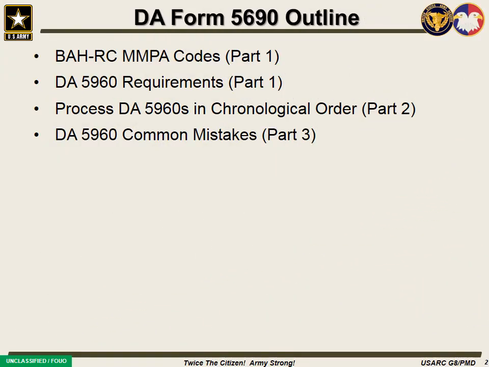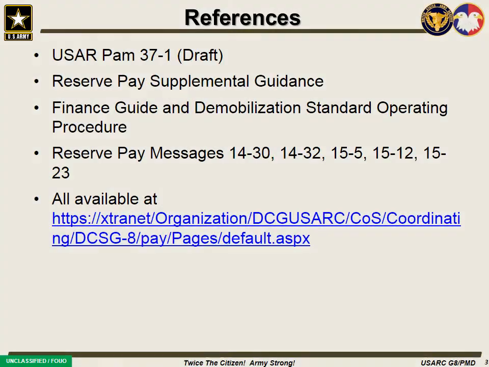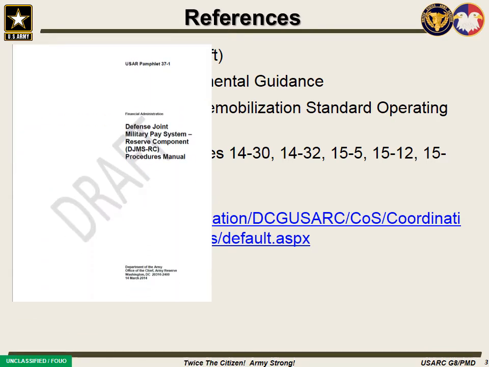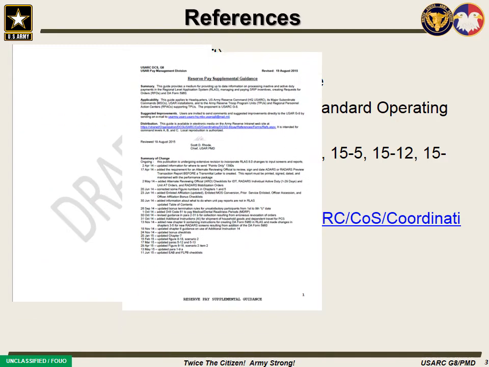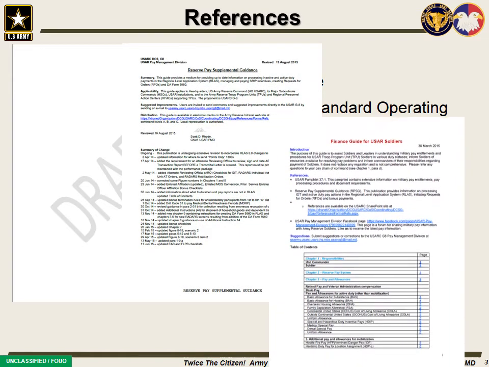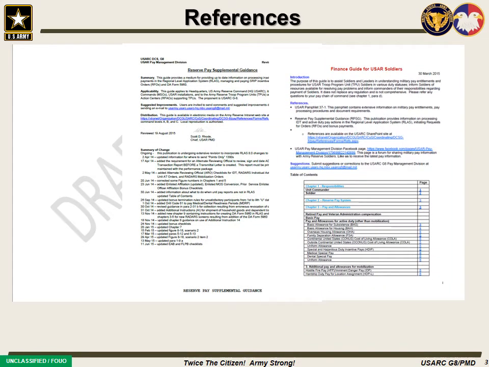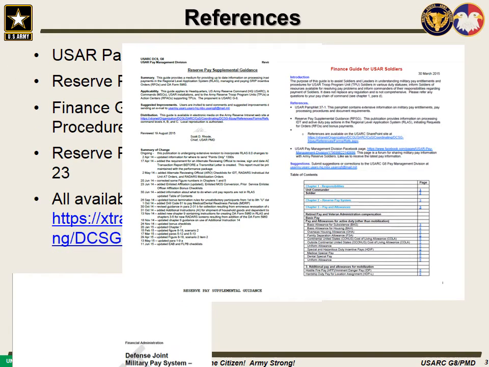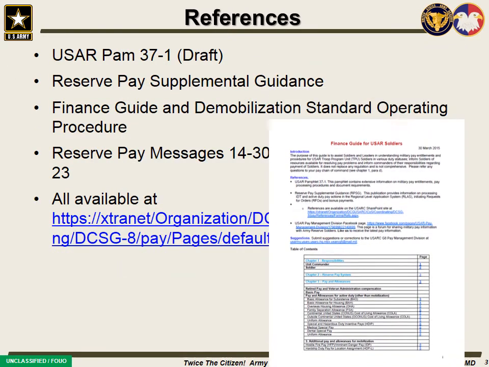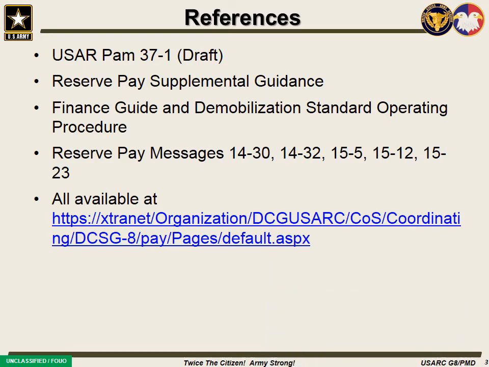This is the outline. We have broken the RLAS DA Form 5960 training into 3 parts. Please make sure you view all 3 videos to receive all the training information. The primary guidance on processing DA Form 5960s in RLAS is in the Reserve Pay Supplemental Guidance. Information on determining entitlement to BAH is in the USAR Pamphlet 37-1 and the Finance Guide for USAR Soldiers. All of these references are available on the USARC G8 Pay Management Division SharePoint site.